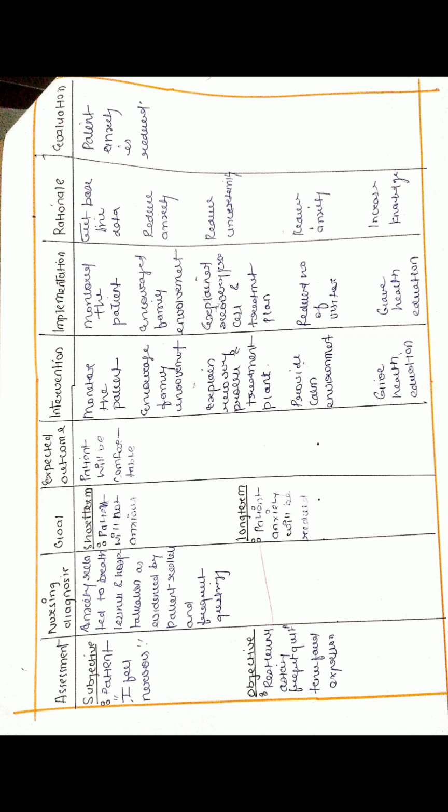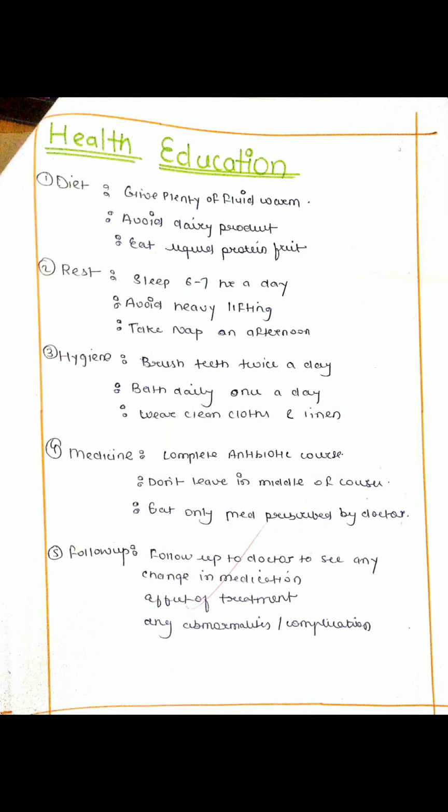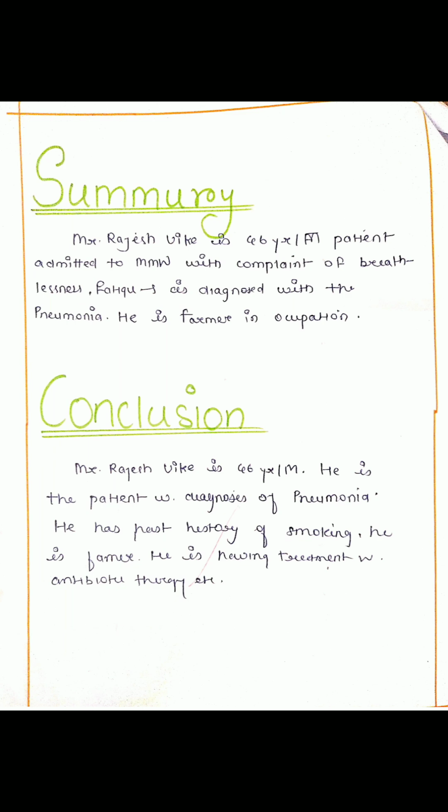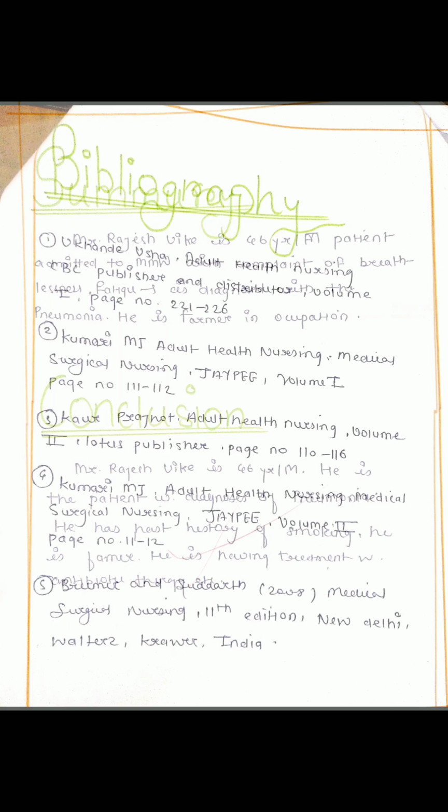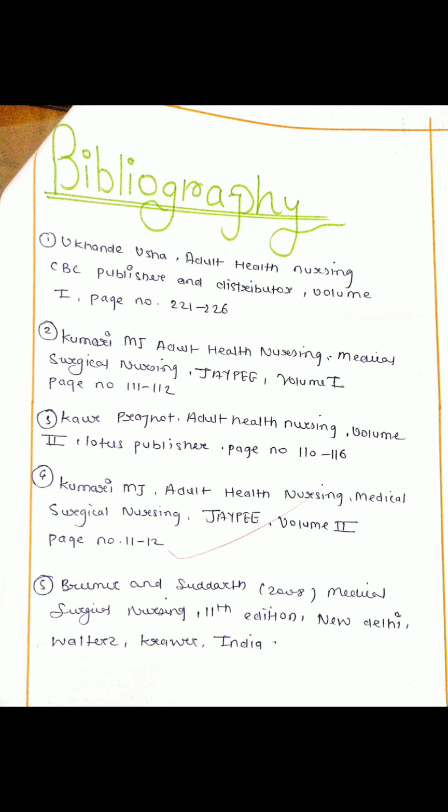After that comes nurses' notes. You have to write only one day's nurses' note. You can screenshot. Then comes health education in 5 points: diet, rest, hygiene, medication, and follow-up. Then comes summary, conclusion, and in the last comes bibliography, in which we have to write 5 book names with the author.